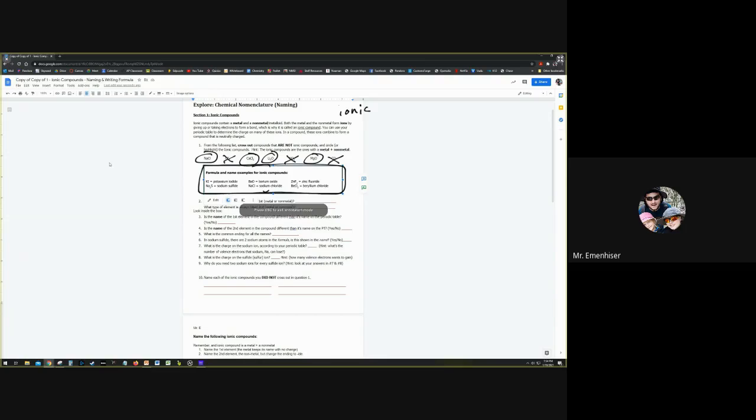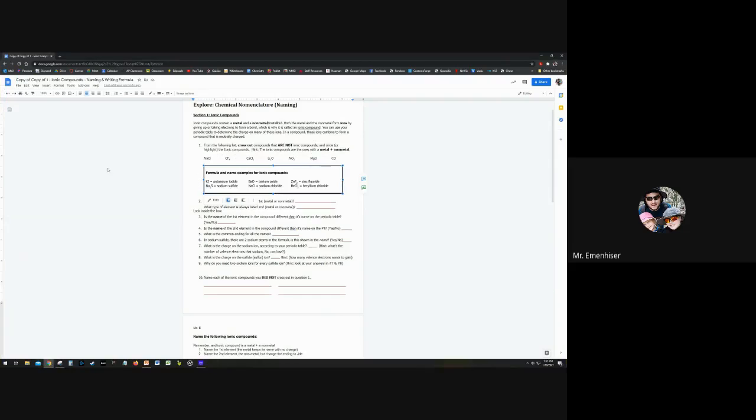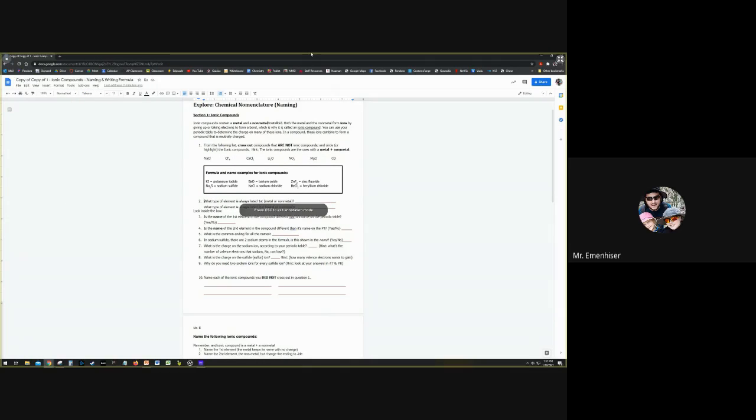All right, so let's look at these. I think I have to move my mouse. There we go. What type of element is always listed first? We'll look in the box. The first element is always a metal.